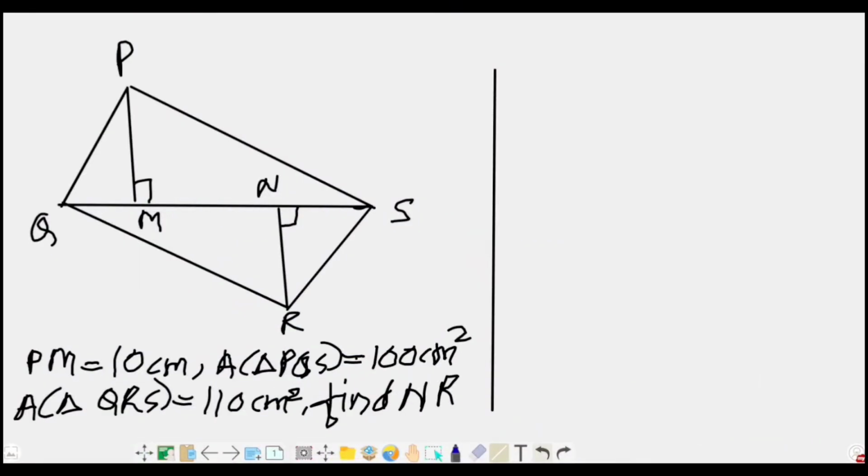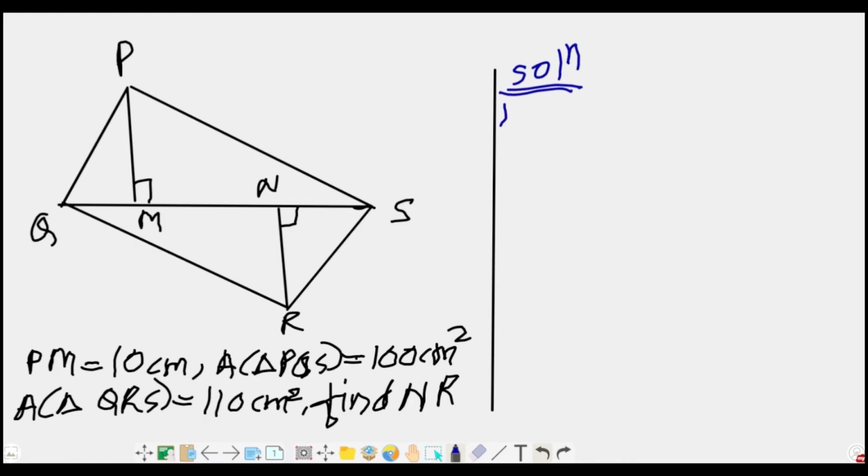Now students, let's solve this sum. Here two triangles are given with the base QS. Now PQS, in that triangle, QS is the base and PM is the height. Same way, in the lower triangle QRS, QS is the base and NR is the height. Similarity is not given. So we will apply the concept of ratio of area of triangles. You know that whenever triangles are not similar, then the ratio of area of triangles will be equal to the product of their base and height. So that concept we will apply here.